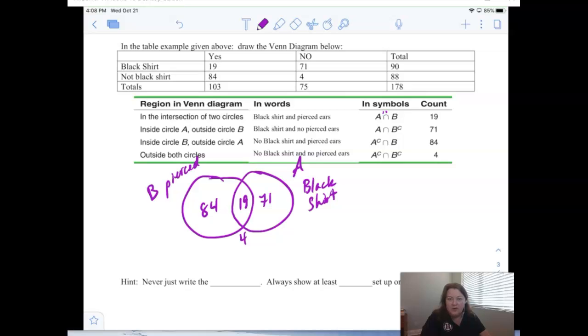In the next one, if you wanted no black shirt and pierced ears, I cannot use anything in the circle of A, including the overlap, because those would be black shirt people. And I would only want to do inside, let's see, no black shirt and pierced ears. Oh, and it's happy face, or sad face, so it has to be all of B and the complement of A. So all of B but not A would be the 84. And then if I wanted to get to that 4, I'd have to say not A and not B. So where are the not A's and not B's, all right?